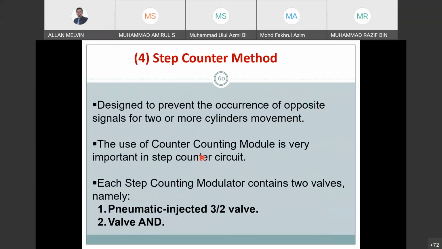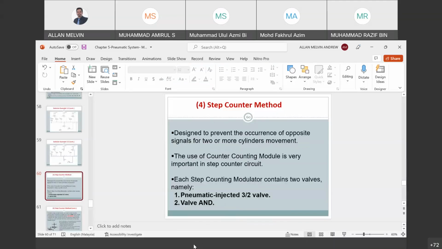Anyone? Understanding the step counter method is equally important, because I can ask a question like, design this circuit using the step counter method, or design this question based on the cascading method. We'll see, actually I already overlapped the presentation slide. Okay, in between, if there are questions, you can ask.